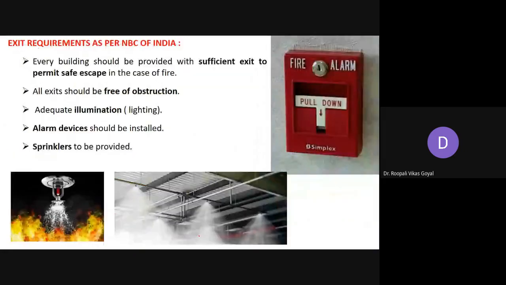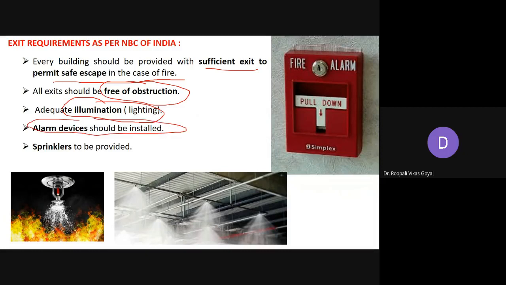Okay, so as per our National Building Code of India, for all the fire resistant buildings, these are some provisions given. Every building should be provided with sufficient exit to permit the safe escape in case of fire. Fire जब भी होता है तो safe escape के लिए आपको sufficient exit provide करना है, that is a must. Then all the exits should be free from obstruction, that is the requirement. Adequate lighting, illumination should be provided. Alarm devices should be provided, and sprinklers should be provided. So you can say that all the provisions that are necessary to be safe whenever such fire takes place, those are to be provided in fire resistant buildings.